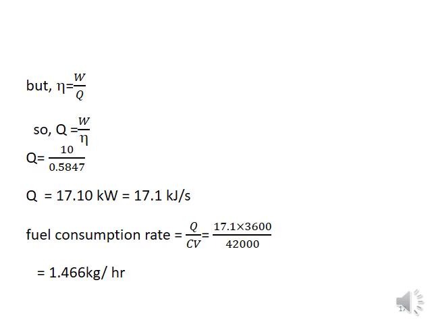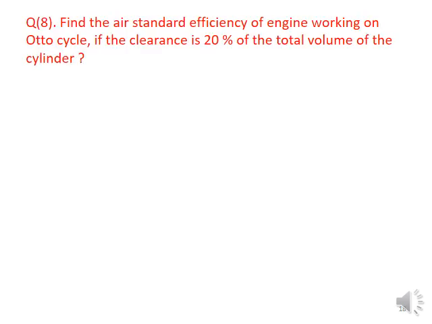Next problem. Find the air standard efficiency of an engine working on the Otto cycle if the clearance is 20% of the total volume of the cylinder. They mention clearly that it is an Otto cycle, and we have to calculate the air standard efficiency, meaning the efficiency of the Otto cycle, 1 minus 1 divided by r power gamma minus 1, and they gave only that the clearance volume is 20% of the total volume.